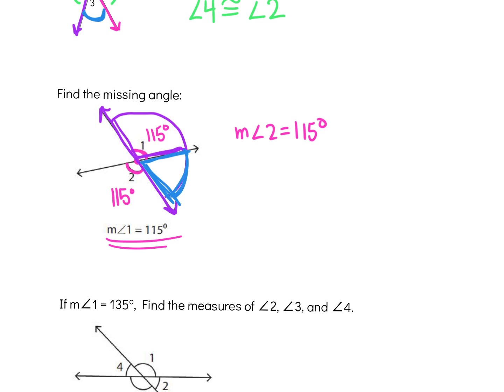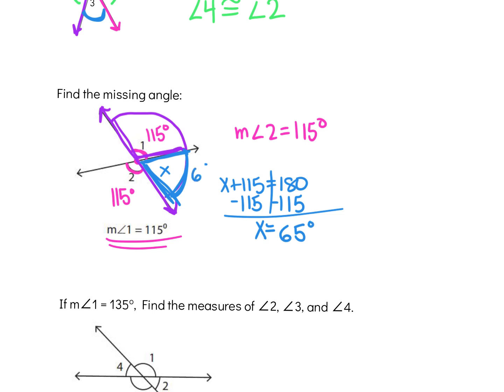So let's see, if we call this x, x plus 115 equals 180, and then if we subtract 115 from both sides here, we end up getting x is equal to, what do we have here, 55? Nope, that's not right. Sorry, 65 degrees. So this right here is 65 degrees, which means this angle right here is also 65 degrees.